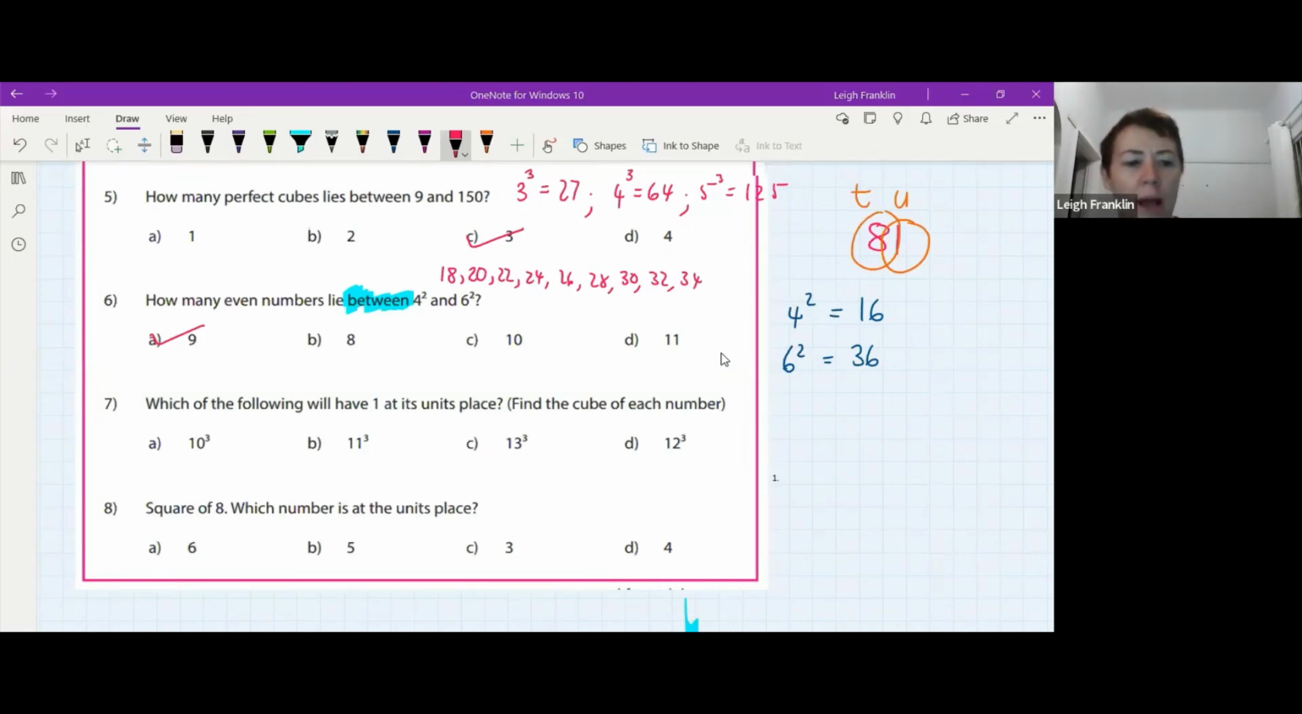Okay, Katleho, your hand is up next. Which one of the following will have a 1 at its units place? Ma'am, may I answer number 7? Okay, Amahle? It's 13 cubed, because 13 cubed is 2,197. Okay, but then it's not going to be 13 cubed.